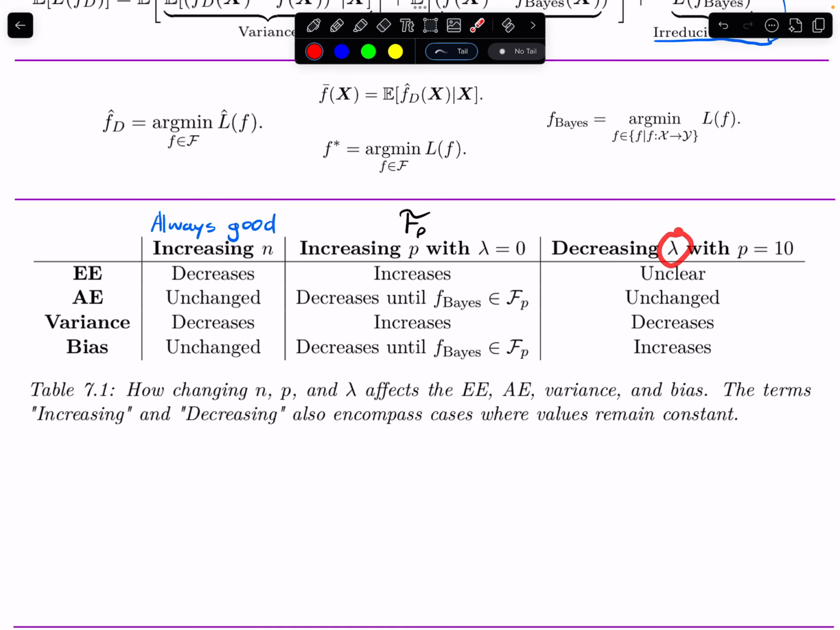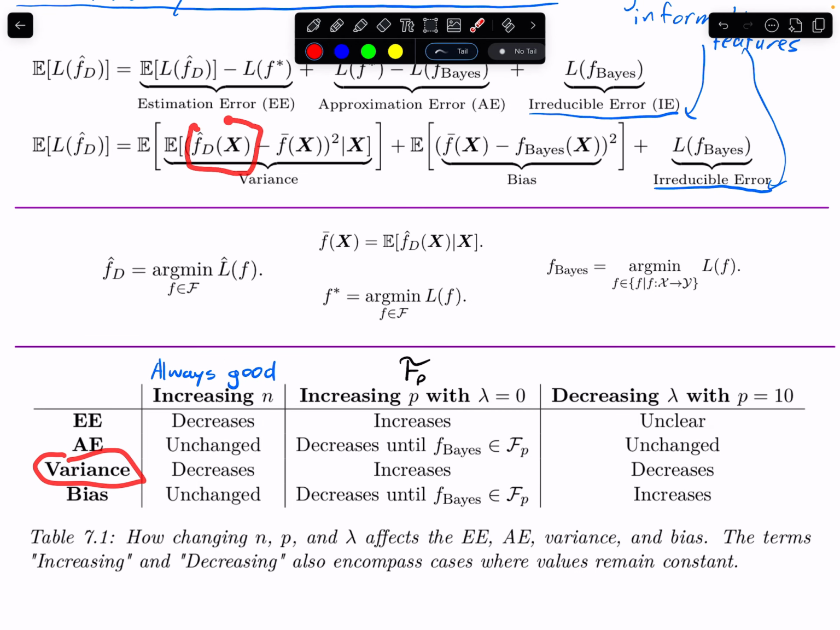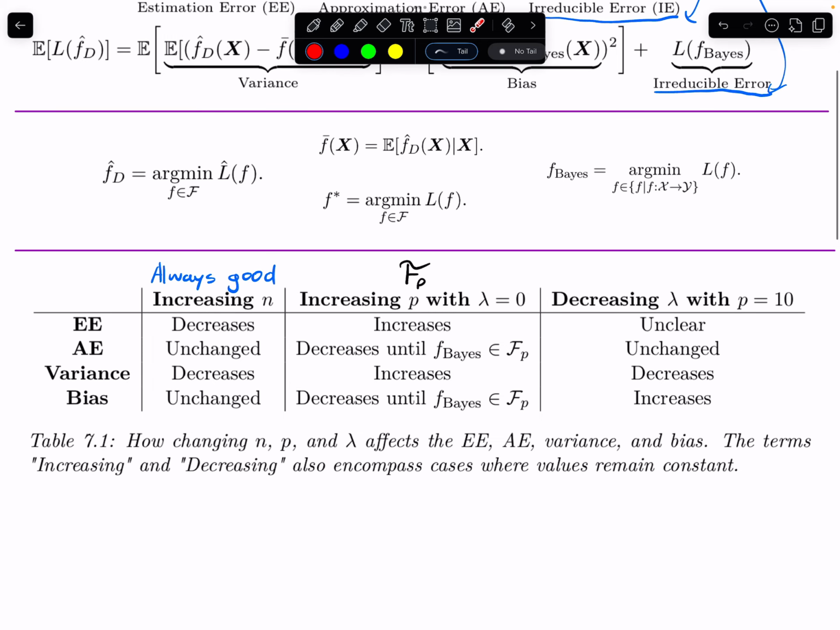When we decrease lambda, we're outputting predictors that are more complex. That means that the variance, which talks about how much your predictor changes relative to the expected predictor over data sets, goes up. If you can output more complicated predictors, this can vary much more, so your variance goes up. Okay?